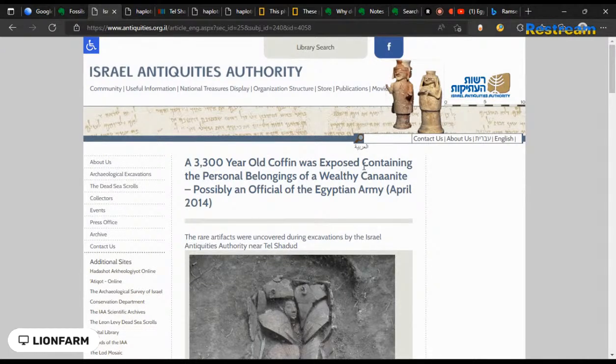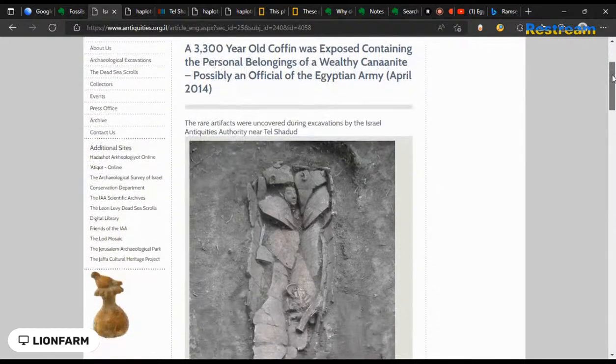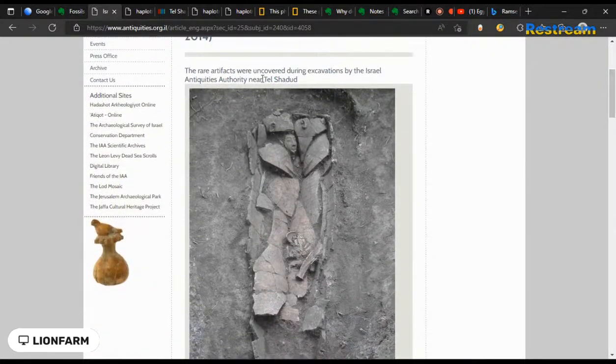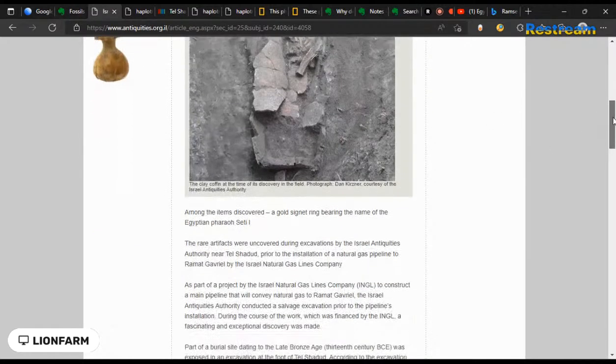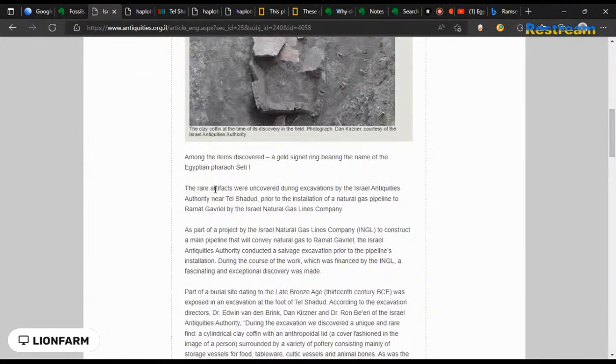A 3,300-year-old coffin was exposed containing the personal belongings of a wealthy Canaanite, possibly an official of the Egyptian army. So we're actually going to find out how high up this individual is, found in this area of Tel Shadud. Remember, these tells were actually cities. So it was destroyed, and they found it underneath this tell. So very, very important stuff.